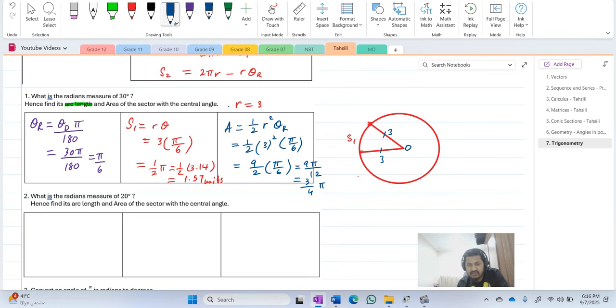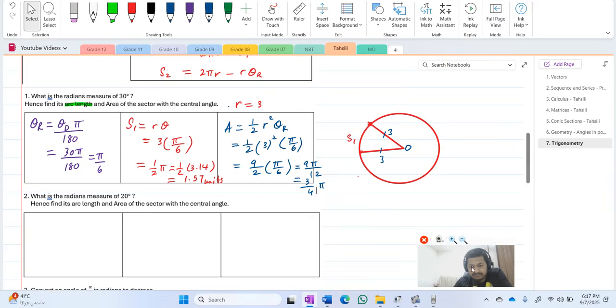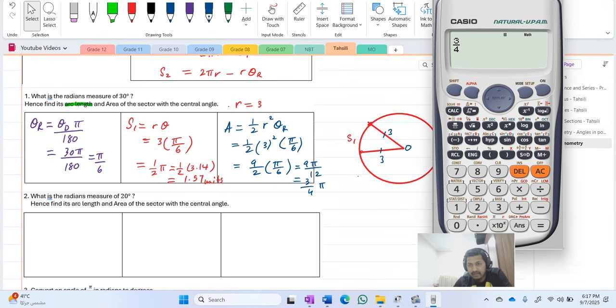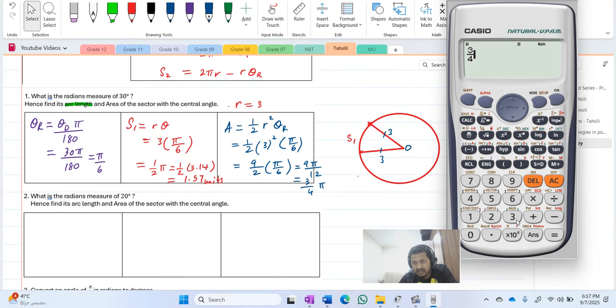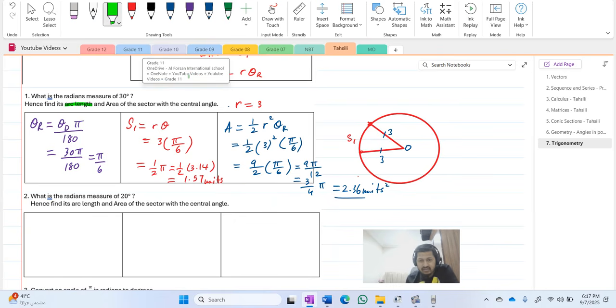And we want to know what's the value of 3/4 pi. So let me just pop my calculator. 3 over 4 pi, shift and pi, we're getting an answer of 2.36 units squared, or square units. So the final answer is 2.36. You can leave your answer like this or like this. If you are using a calculator, 2.36.